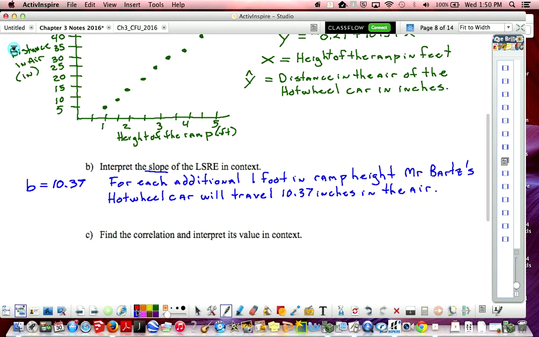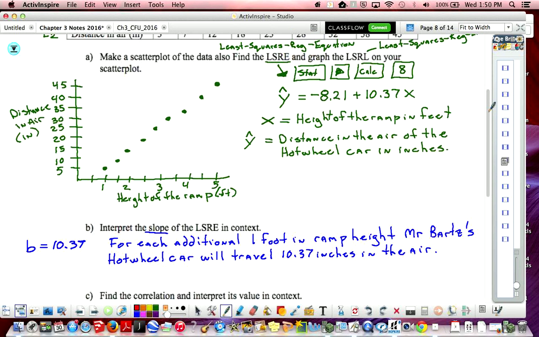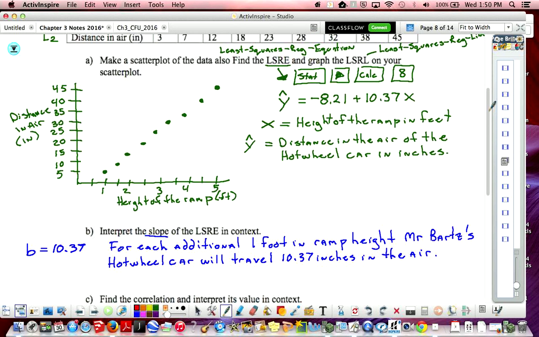Alright, so now I'm actually going back up to A for a minute because Mr. Bartz forgot to do something. Oh no. Wow! Boo, Mr. Bartz! Boo. Okay, you get a boo me on the video. It asks you to graph the least squared regression line on your scatter plot.